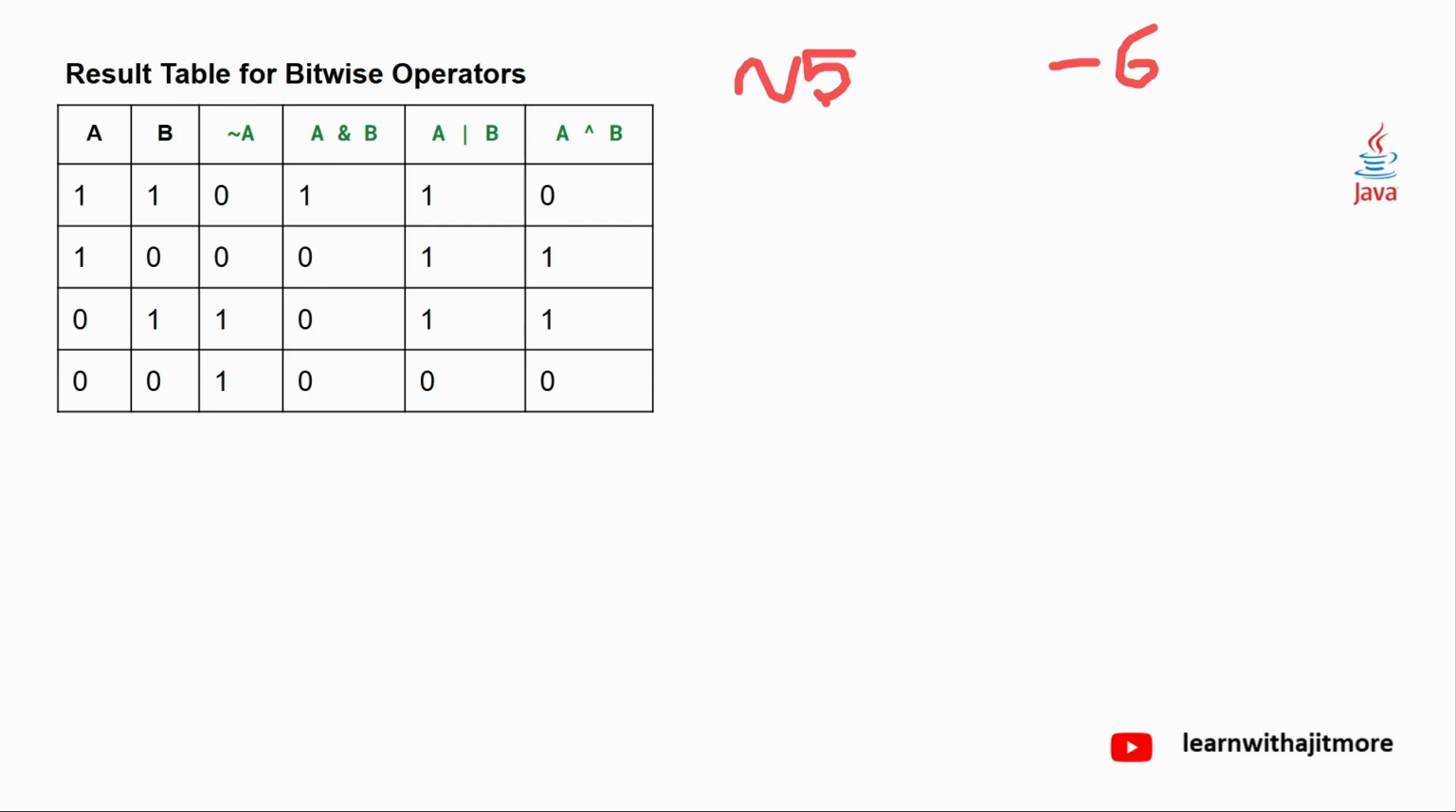First, tilde of 5: you'll take the binary of 5. For the time being, I'm taking 1 byte only. Actually, it is 32-bit promoted, but for the time being, I'm taking 1 byte. 0 1 0 1. Is this right, binary of 5?